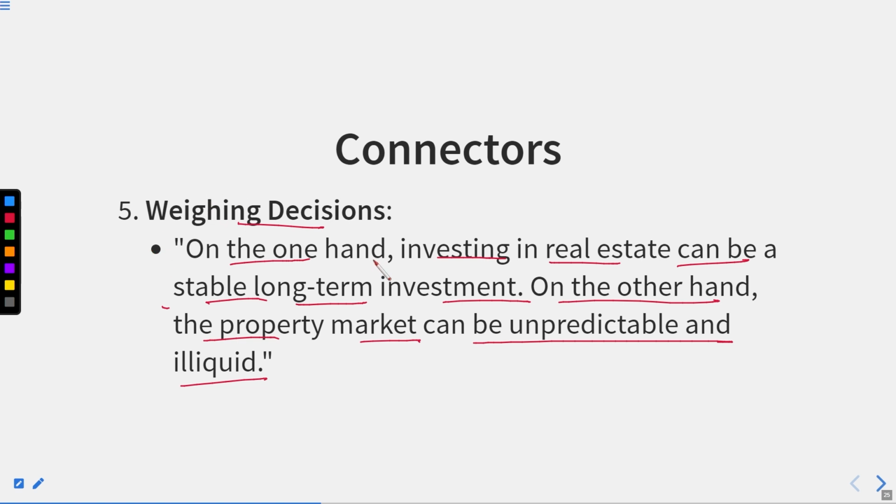Now, as you can see in this sentence, it is written, on the one hand, investing in real estate. We know well that real estate is a property business. The business of property or real estate is a stable long-term investment. Still, in the property market, obviously the rates of property are unpredictable. Maybe at which time they will increase or at which time they will decrease, so this is unpredictable.